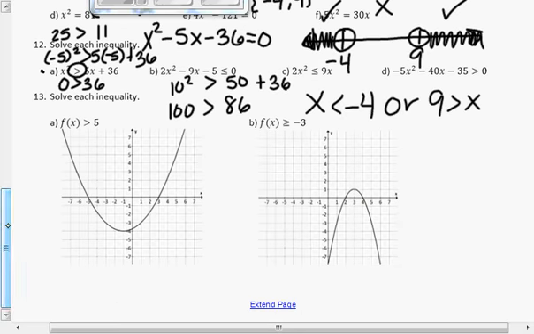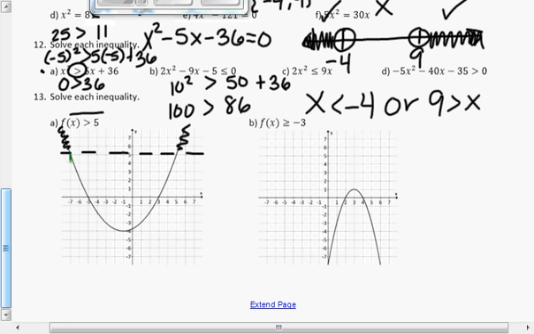For 13, super easy. You do a line at where our function is 5. So we're doing a dotted line since there's no line underneath the inequality. And it says f of x is greater than. So I'm going to shade greater than that. Then we need to find out what these x values are.